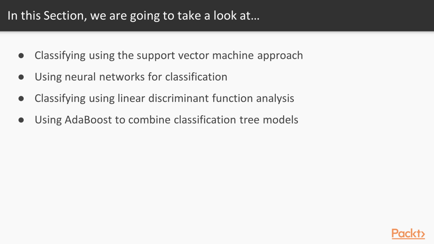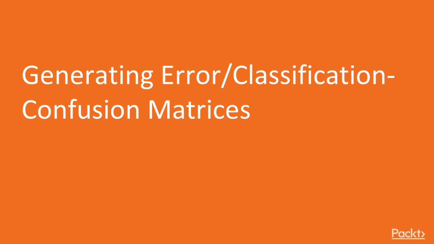Further, we will classify using linear discriminant function analysis and logistic regression. And finally, we will conclude this section by using AdaBoost to combine classification tree models. Now we move on to the first video of this section that deals with generating error classification confusion matrices.